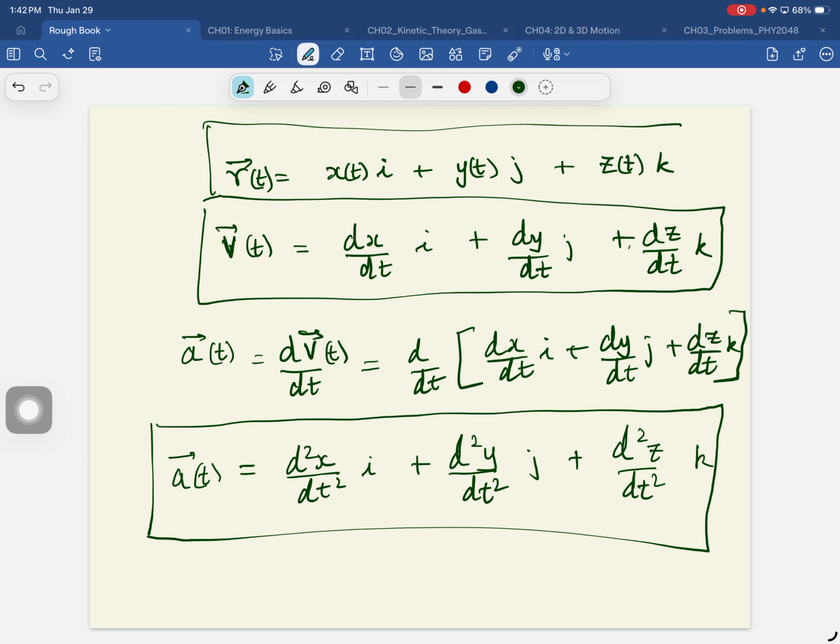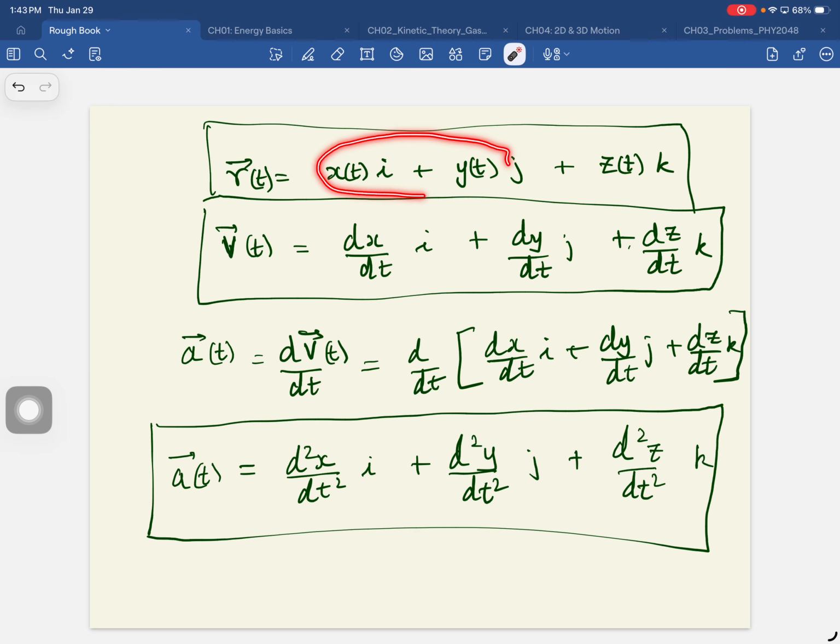So that first equation represents your position as a function of time, and this is a three-dimensional motion. If it was a one-dimensional motion, they'd give you only this function. If it's a two-dimensional motion, they'll give you only these two functions. If it's a three-dimensional motion, they give you all three.